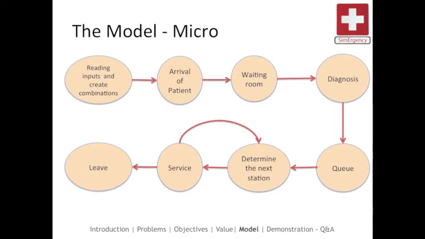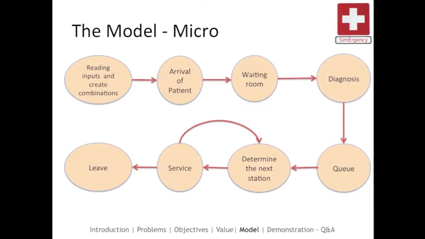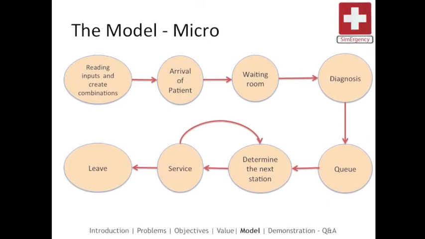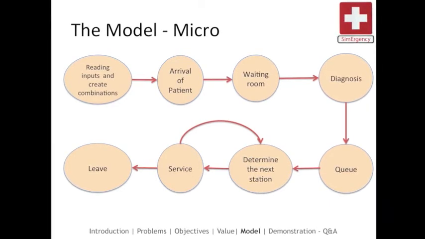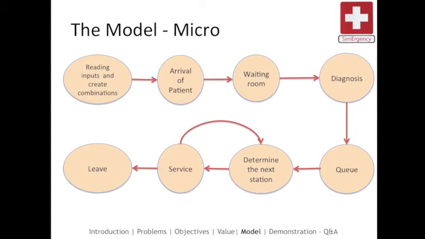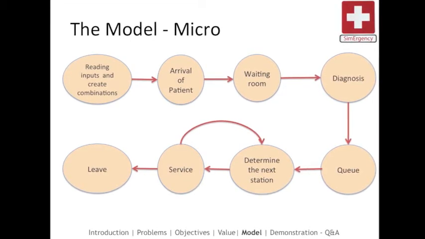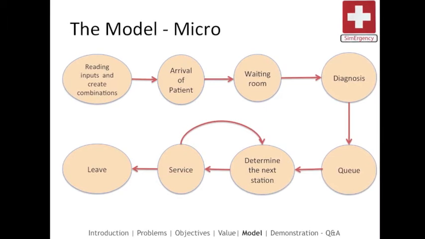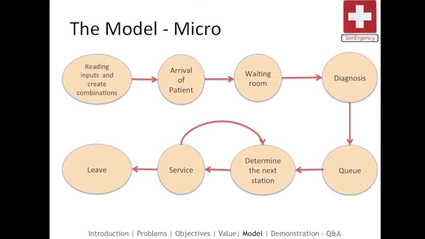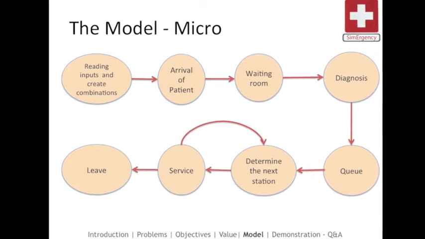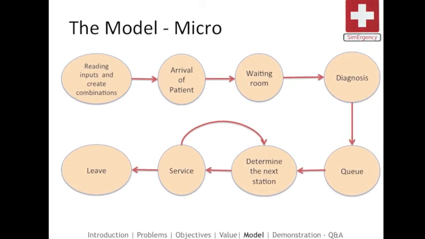Here is how our model works at the micro level. We read inputs and create simulations for each combination. In each simulation, when a patient arrives, it is accepted into the waiting room depending on the buffer size. When a nurse is available, they are diagnosed and sent to their first station in the hospital if there is a server available. This process goes on until the patient is treated, after which the patient leaves the system.